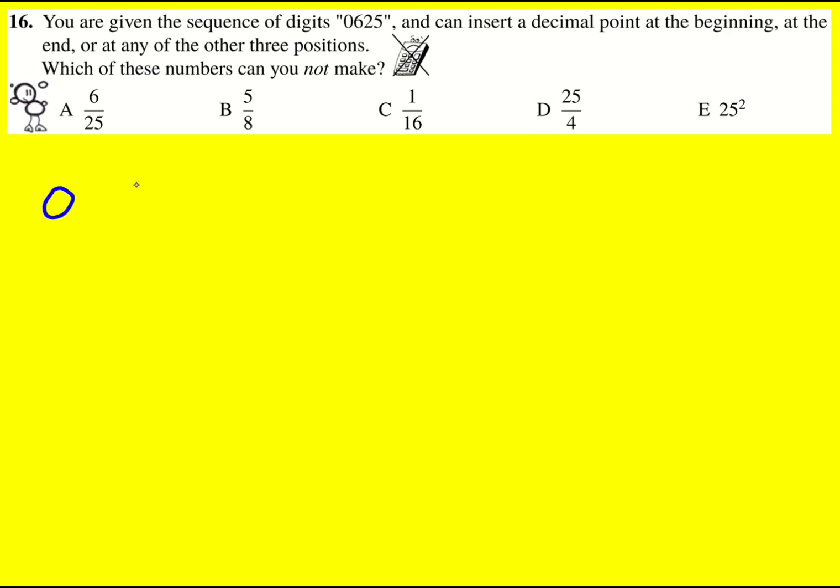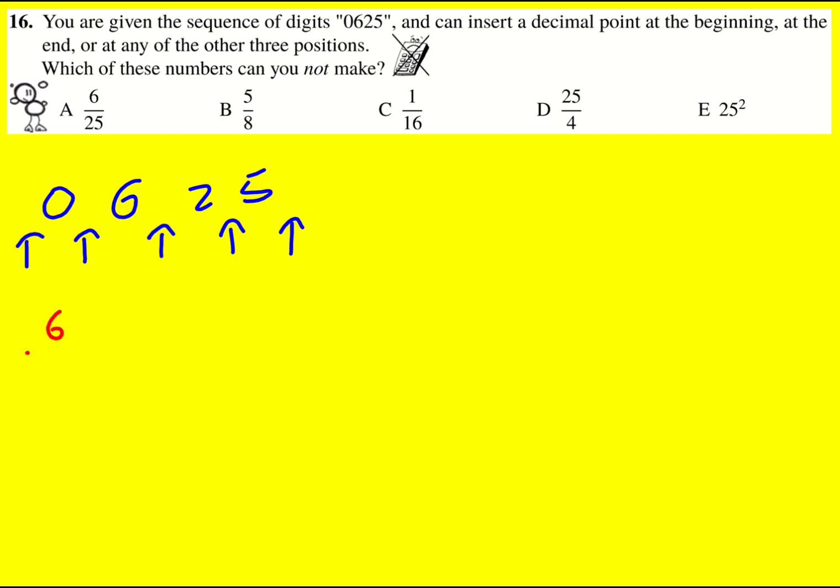Right, we've got this sequence 0, 6, 2, 5, and we can put the decimal point in 5 different places. We're trying to work out which of these numbers we can't make. Now, for me, you could try and put the point in all 5 places and work out the fraction. It's quite involved, so I think there's a bit of doing some of that and taking some of the fractions and figuring out what they are as a decimal.